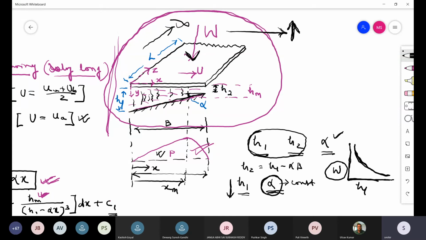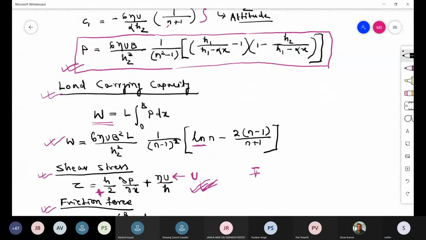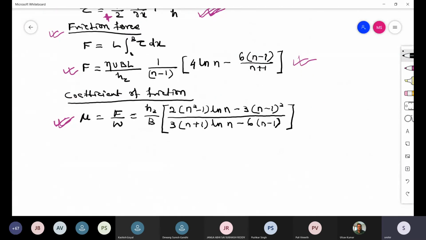If you allow it to vary depending on the load and speed, of course, this is also important. Depending on the load and speed, this alpha will change and H1 will be adjusted. So how will this be done automatically? Then we should think of some smart way of doing it. So we have a smart way of doing it, that is by changing this bearing to a pivoted bearing for optimum performance of slider bearings.